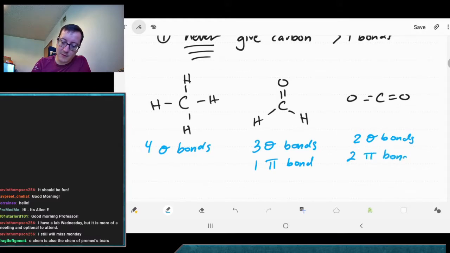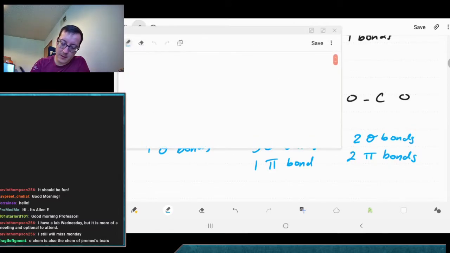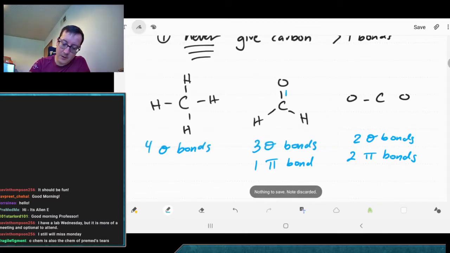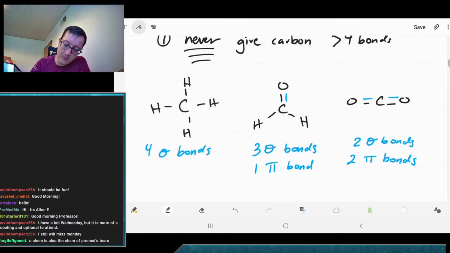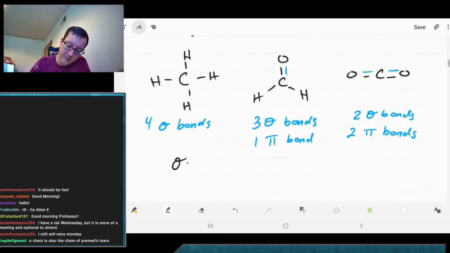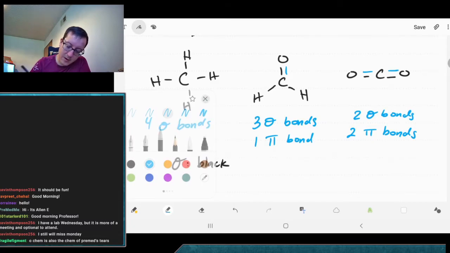Hopefully this is vaguely familiar to you. I can even do the pi bonds in blue, because why not? Oh, I lost a sigma, and now I'm all over. All right, we'll do these. Okay, so we can say our sigma bonds are in black, our pi bonds are in blue.